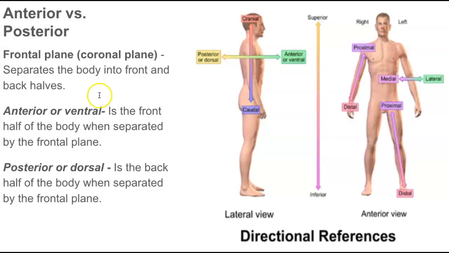Then you have anterior versus posterior. So the frontal plane or coronal plane separates the body into front and back halves. Anterior or ventral is the front half of the body when separated by the frontal plane. You can see here, this line comes down the middle. This is anterior, this is posterior. Posterior or dorsal is the back half of the body when separated by the frontal plane.